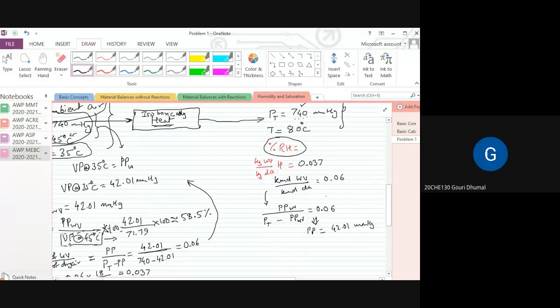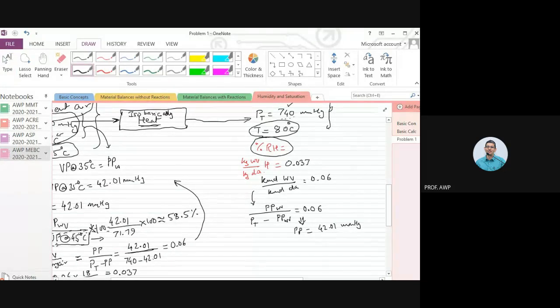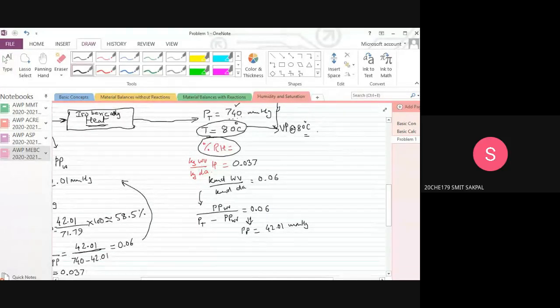No. Why not? Because the temperature is changing. Correct. Temperature is now 80 degrees centigrade. So the maximum possible amount of water vapor that this air can hold will correspond to the vapor pressure at 80 degrees centigrade. So somebody tell me, what is the vapor pressure at 80 degrees centigrade? 355.3 mmHg.